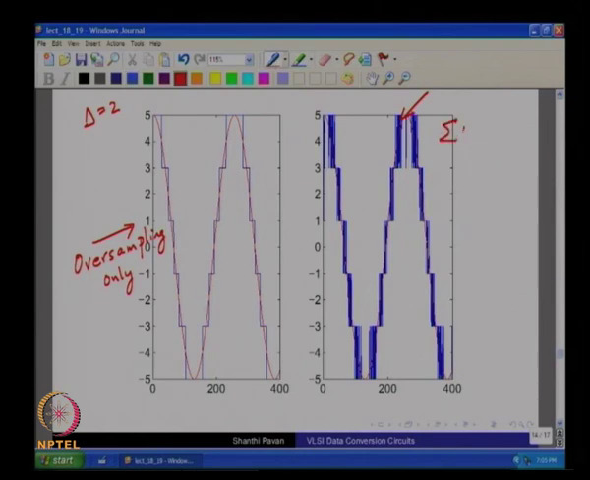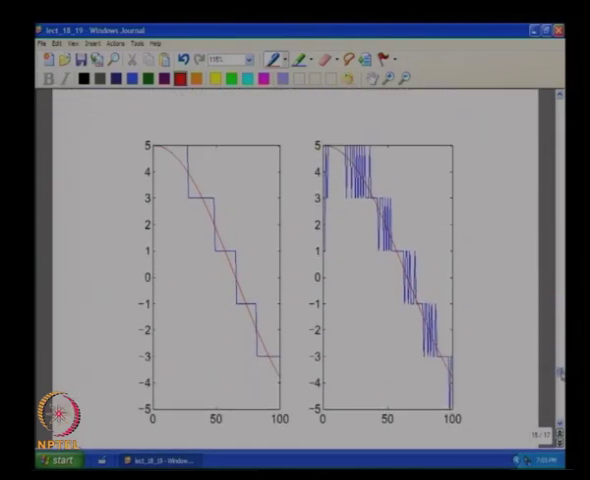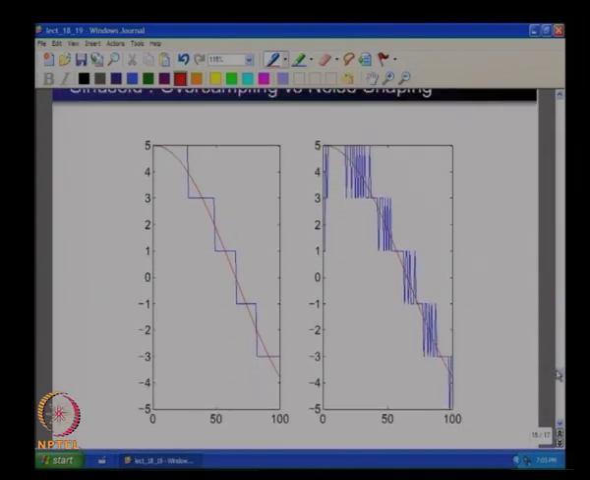In other words, this is the output sequence of a delta sigma modulator with an NTF of 1 minus Z inverse. And let us take a closer look. All right. So, this is again no noise shaping, while this is noise shaped. Is this clear?